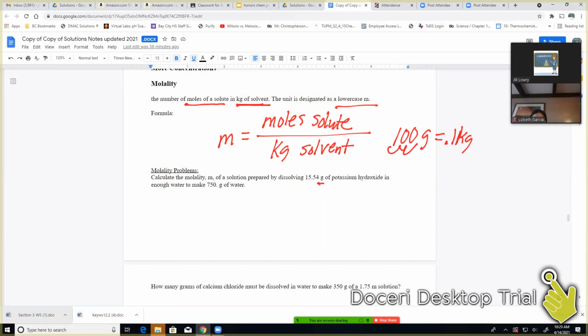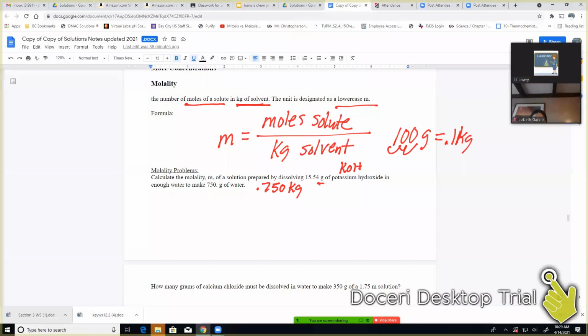All right, so it says calculate the molality of the solution prepared by dissolving 15.4 grams of potassium hydroxide in enough water to make 750 grams of water. So we're using 750 grams of water. That's our solvent. So right away, I'm going to move my decimal back 3 and make that 0.750 kilograms. And once again, it was 3 sig figs to begin with, so I want to be sure that I carry that 0.